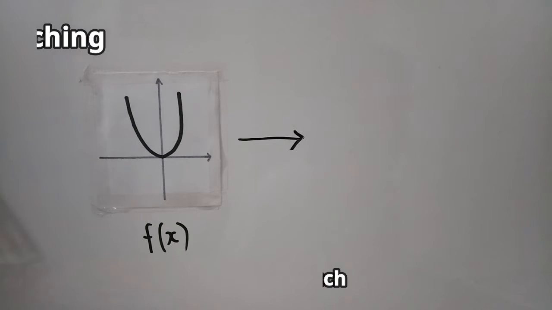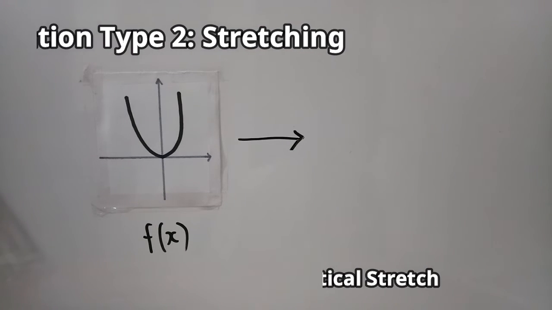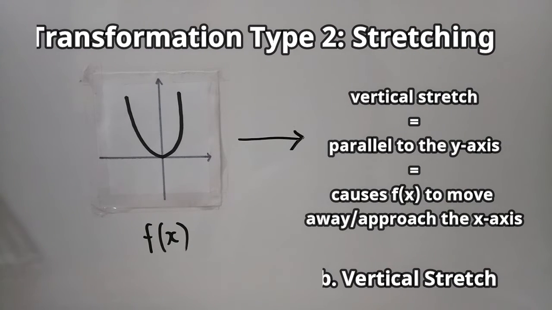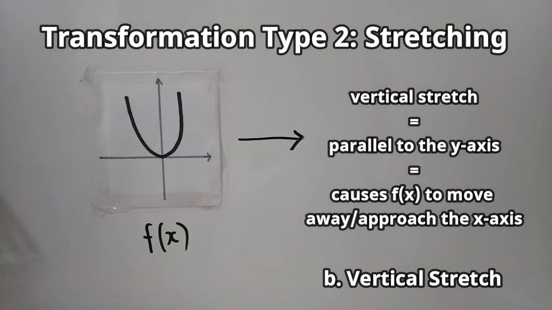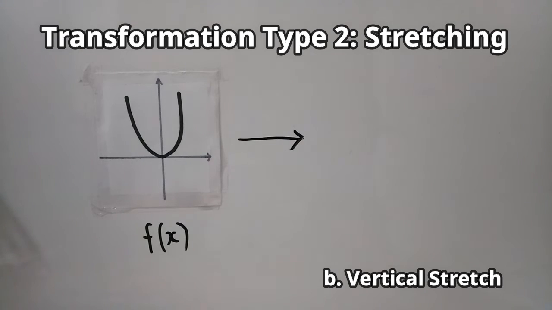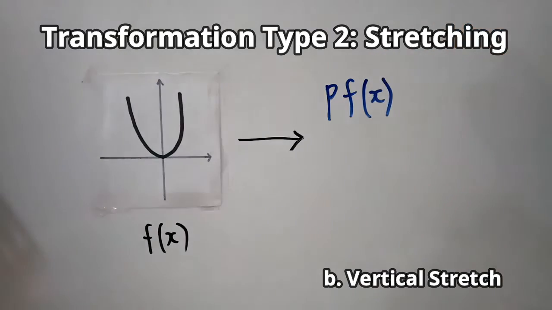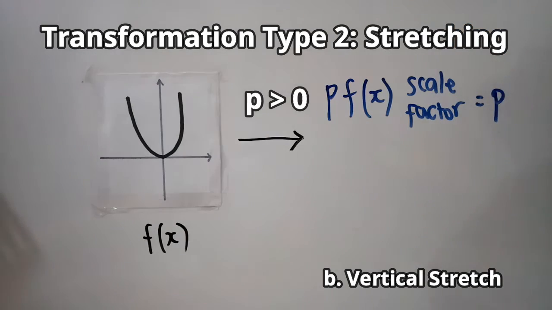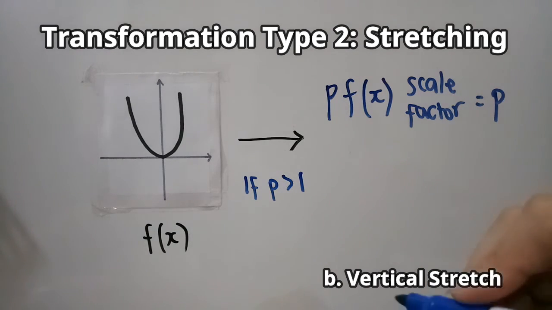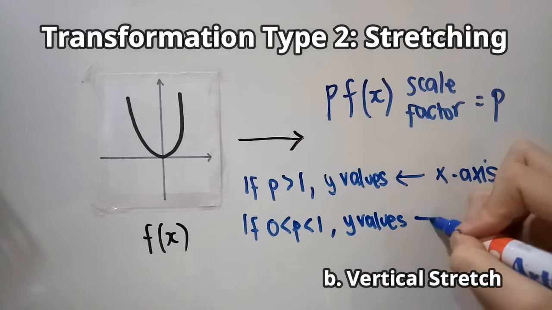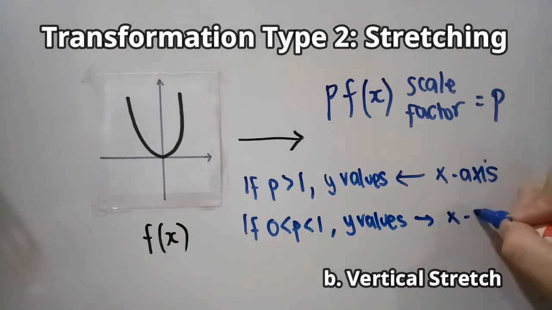B. Vertical stretch. A vertical stretch occurs when the graph of a function stretches parallel to the y-axis and causes it to approach or move away from the x-axis. f(x) after being stretched vertically would have the form p f(x), with a scale factor of p when p is bigger than 0. If p is larger than 1, f(x)'s points move away from the x-axis, while if p is in between 0 and 1, the points on the graph move closer to the x-axis.